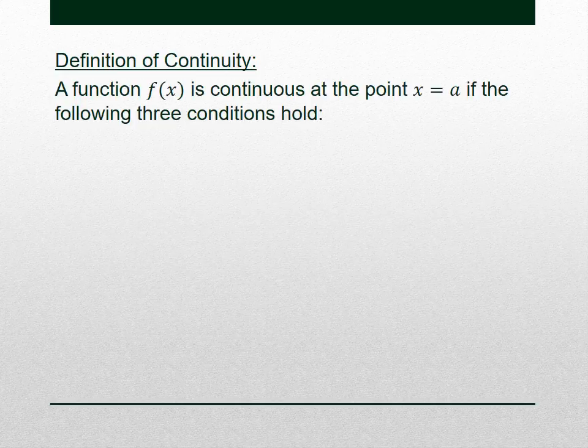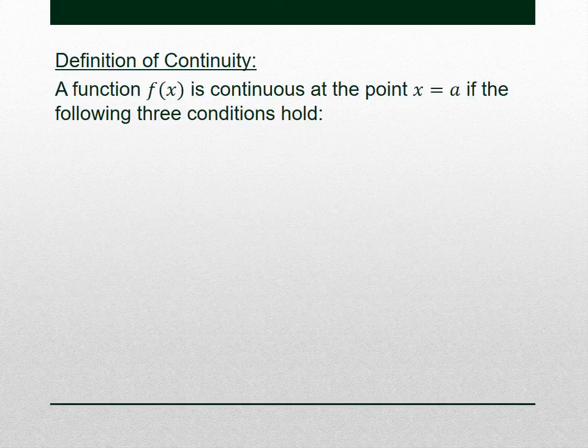Here is the actual definition of continuity. So if I ask you what is the definition of continuity, this is what I'm looking for. Don't say what we said on the last slide. So we say that a function f of x is continuous at the point x equals a if the following three conditions hold.